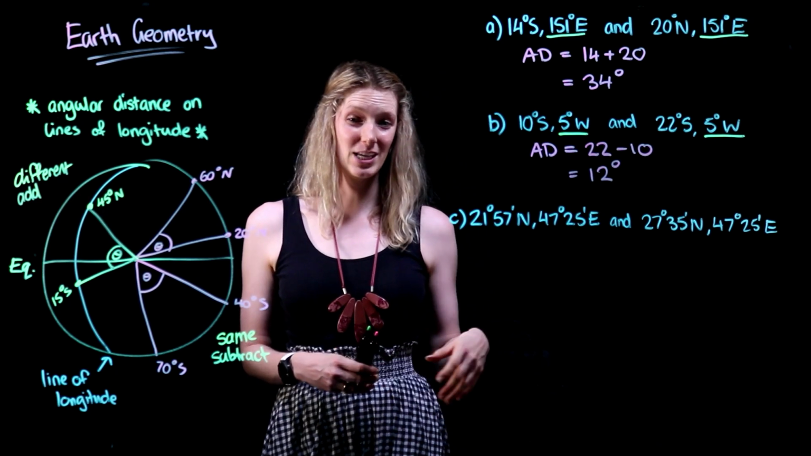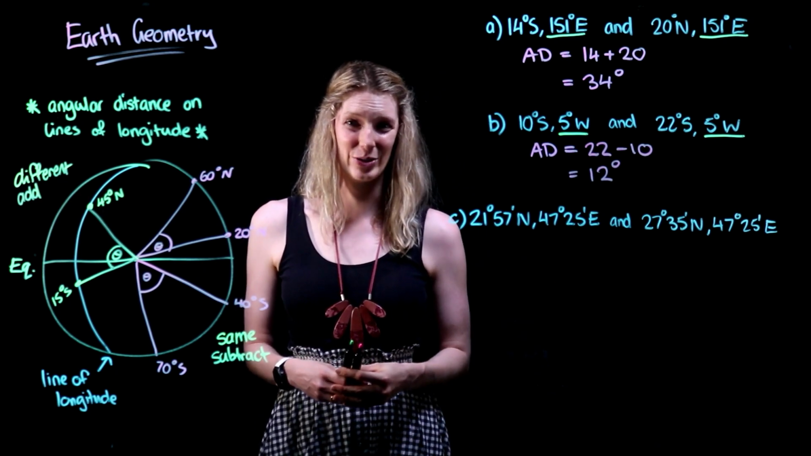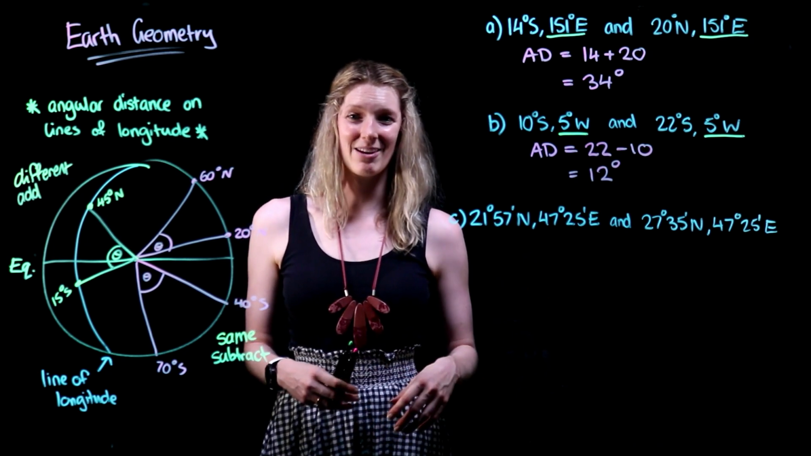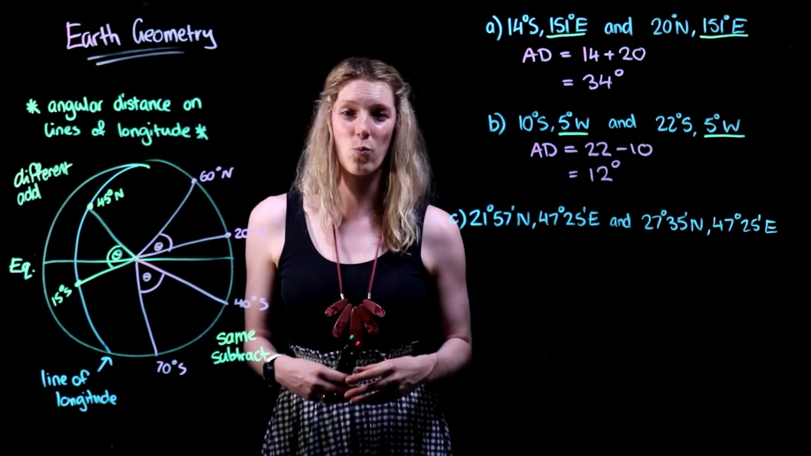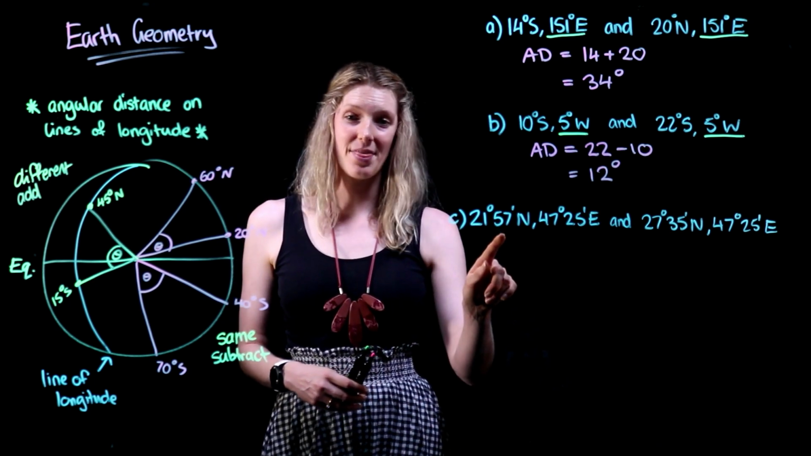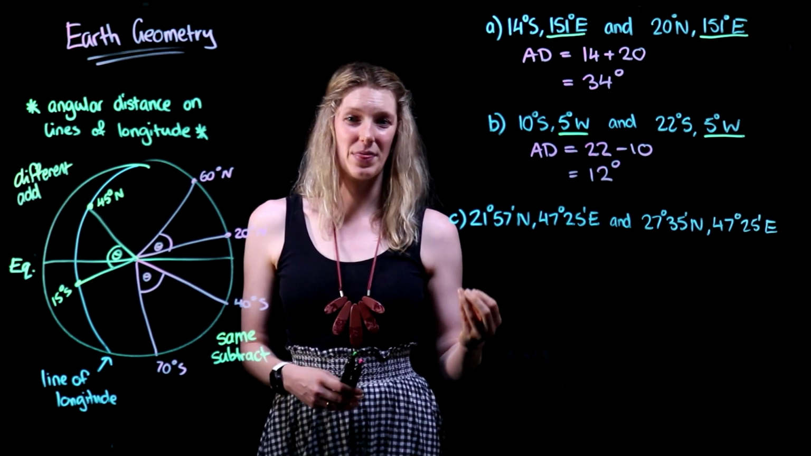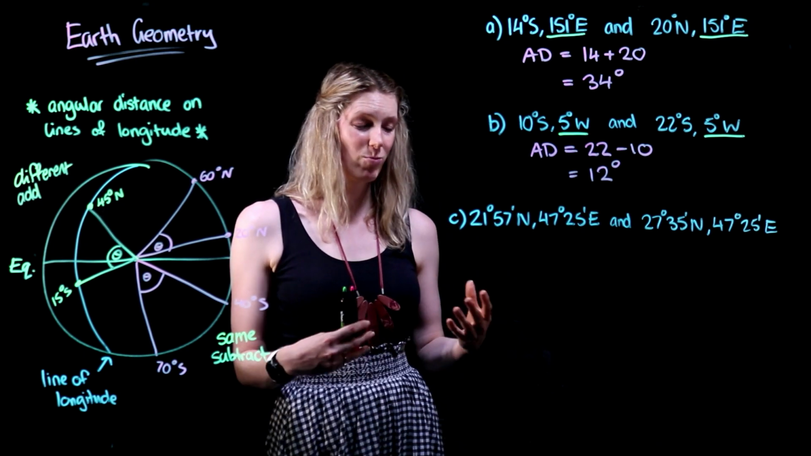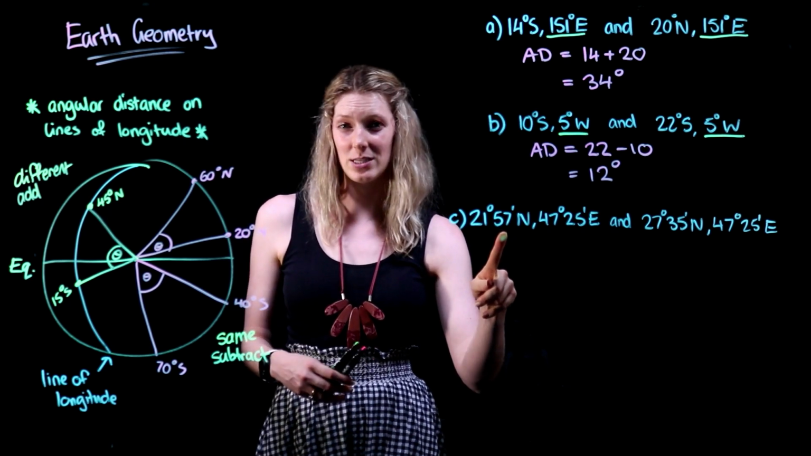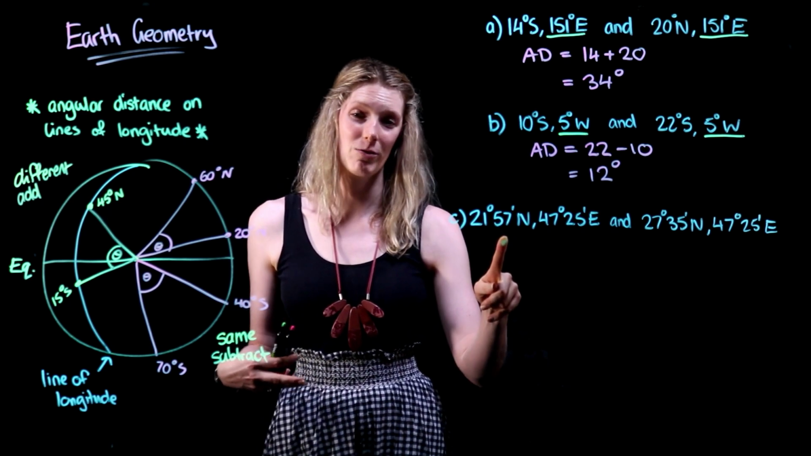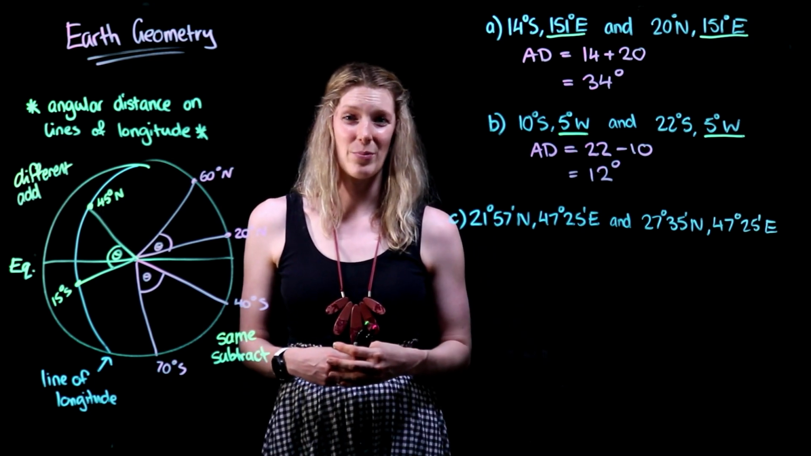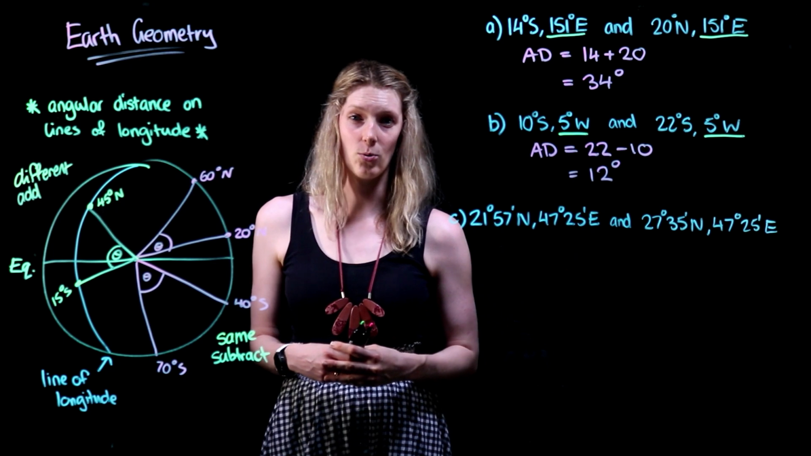Now our third location is presented a little bit differently to us, whereby it's not just in whole degrees. We've been given degrees and minutes within our coordinates. Now we already know that there are 60 minutes within a degree. So if we are looking at this 57 minutes here, that's the same as expressing it as 57 over 60 of a degree.